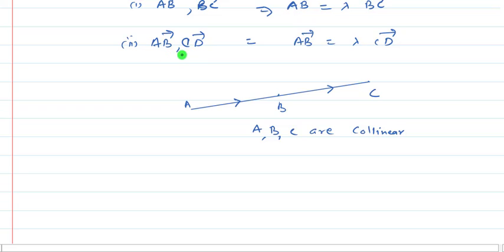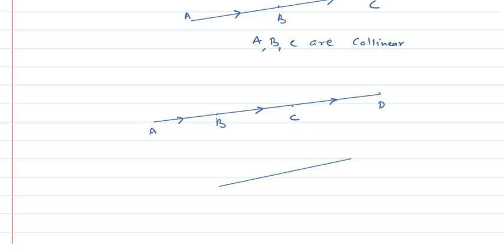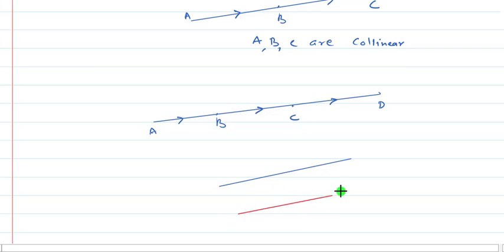But if the case is like ABCD, meaning no common point is here, then two cases may arise. Number one, these 4 points may be collinear. Number two, these two vectors AB and CD are parallel. For the second case, we can take A, B, C, D as the 4 points directed A to B, B to C, C to D. If we get the result vector AB is equal to lambda times vector CD, then this may be the case that A, B, C, D are collinear. The second case may also arise that vector AB and vector CD are parallel to each other. Like these are the two vectors which are parallel to each other.